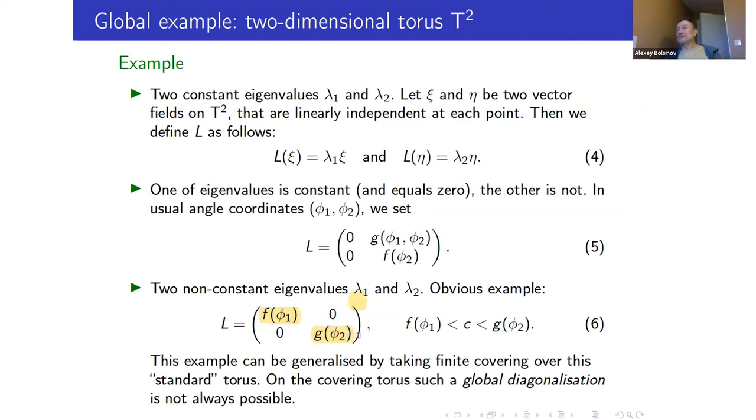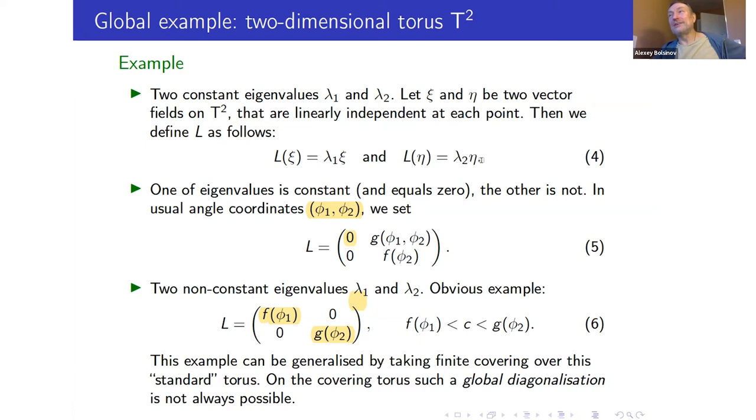We just take an operator, diagonal, which has diagonal form in the usual angle coordinates phi one and phi two, and choose arbitrary functions f and g such that f and g are different everywhere. Collision doesn't happen. Or you can consider again, in some angle coordinates phi one and phi two, the situation when one of the eigenvalues is zero. Well, this is the M series actually, a singularity which corresponds to the M series.